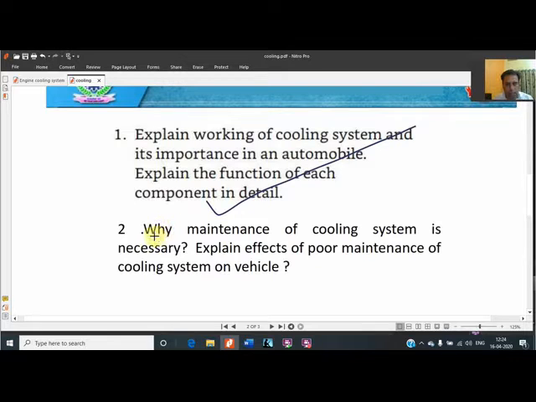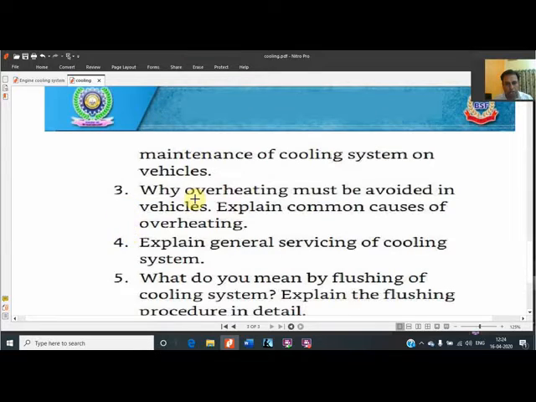The second is, why is maintenance of the system necessary? This is an important question. And the third one is overheating. How can overheating be avoided?